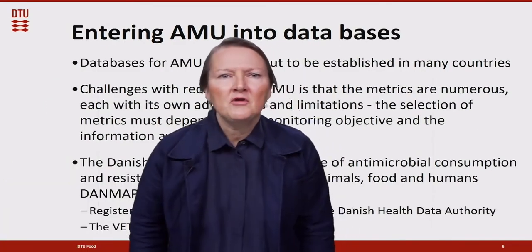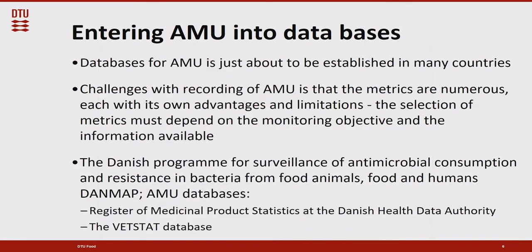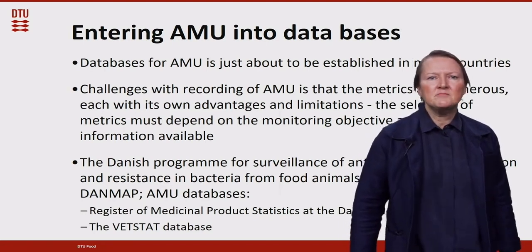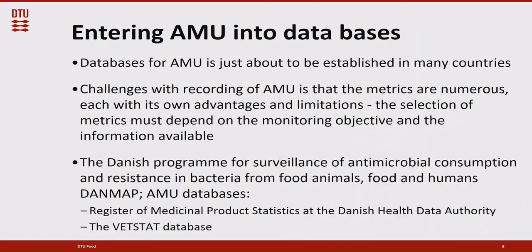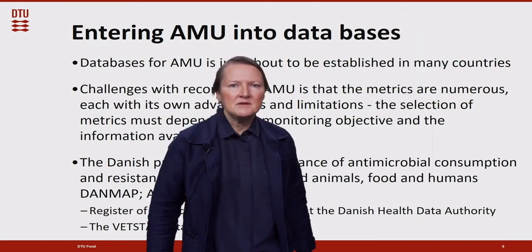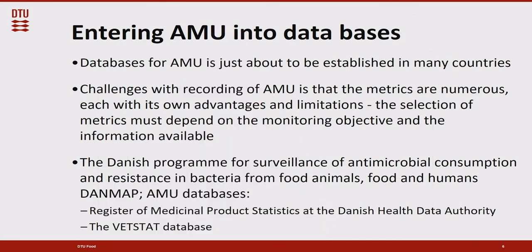Databases for antimicrobial usage are just about to be established in many countries. A challenge with recording of AMU is that the metrics are numerous. Each has its own advantages and limitations. The selection of metrics must depend on the monitoring objective and the information available. The Danish Program for Surveillance of Antimicrobial Consumption and Resistance in Bacteria from Food, Animals, Food and Humans, called DANMAP, has AMU databases, one for the human side and one for the animal side.